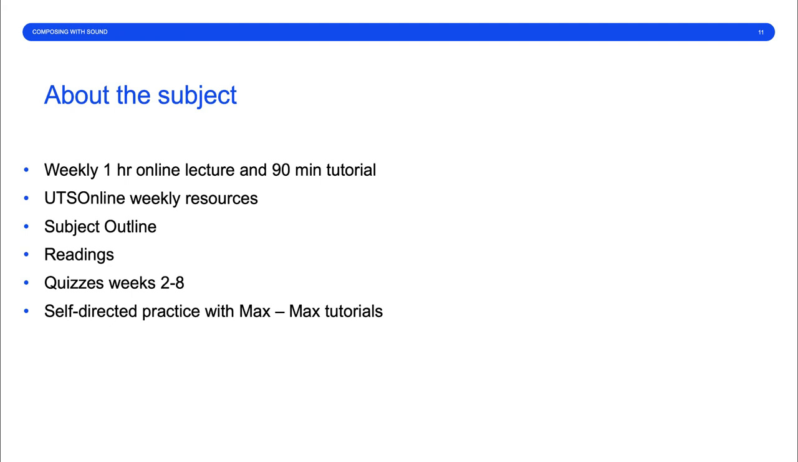Make sure that you download the subject outline from the UTS Online website. And there are readings each week to give you some background information about electronic music and some of the ideas that are relevant, so you develop your literacy around this area as well. One of the ways that I try to keep you on track with the learning is with quizzes that are online on UTS Online. And a lot of the practical work that you'll be doing with Max, you'll be driving yourself, and we'll be picking up on the exercises that you've been doing each week in the tutorials.